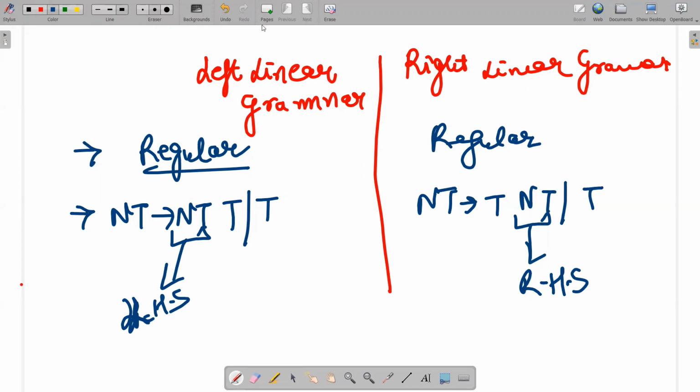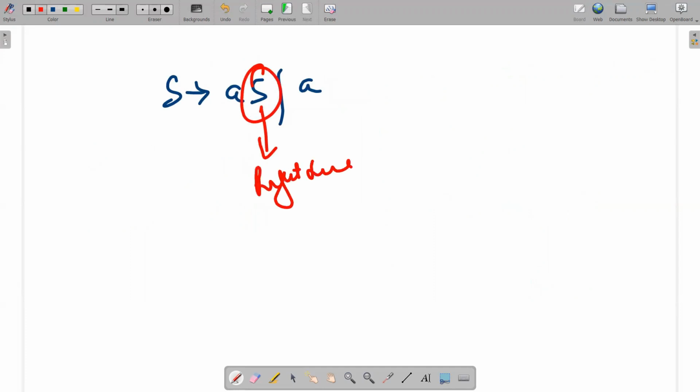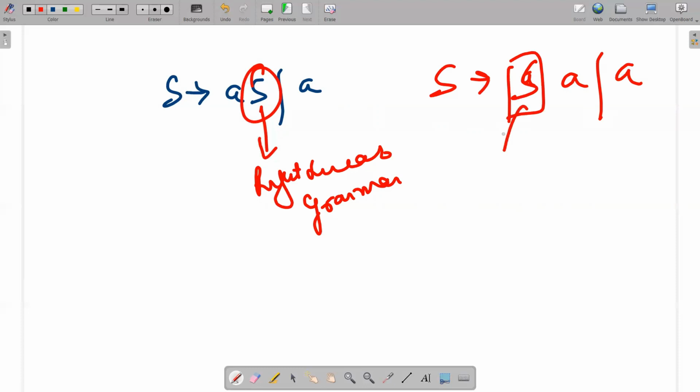Your example can be, if it is given as S → aA, and I have to ask what kind of grammar it is, it is a clear case of right linear grammar. And if I just have to write S → Aa, this is left linear grammar.